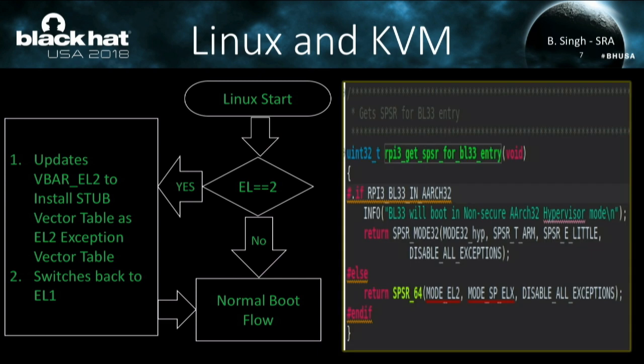It is very common practice to start Linux in EL2 if the processor supports that mode. As you can see, this code has been taken from the ARM Trusted Firmware repo, and this is for the Raspberry Pi device. The control is transferred into EL2 for these devices, because they support that mode. The chances are high that Linux will start in EL2, so the stub vector table will be installed and KVM will be enabled.